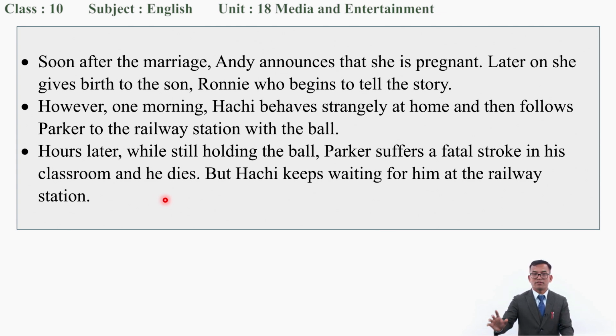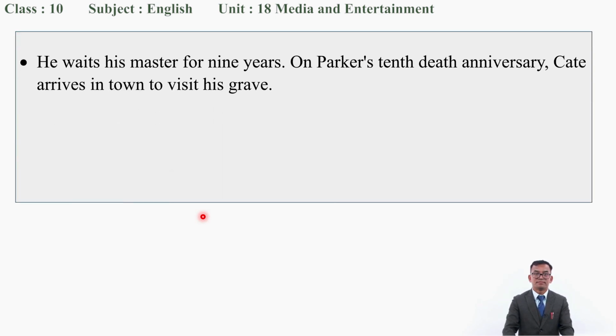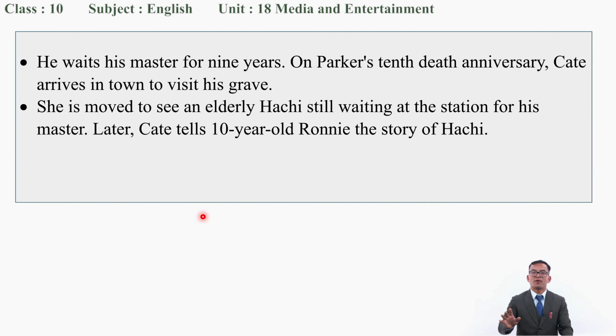And that was showing a misfortune, the foreshadowing of the death of Parker. But Hachi keeps waiting for him at the railway station. For how long? He waits for his master for 9 years. How long? 9 years. On Parker's 10th anniversary, Kate arrives in town to visit his grave, but she's so surprised.